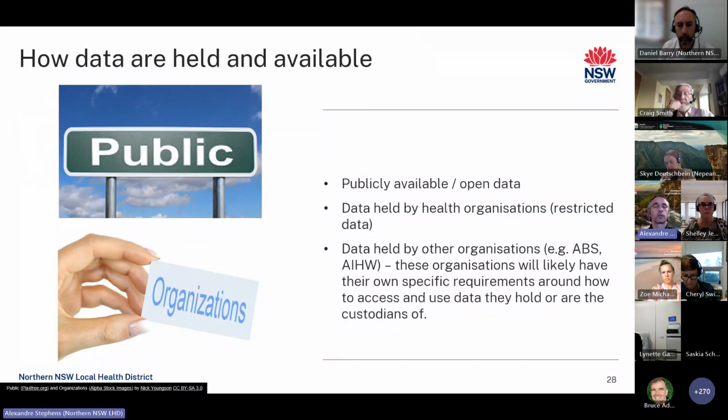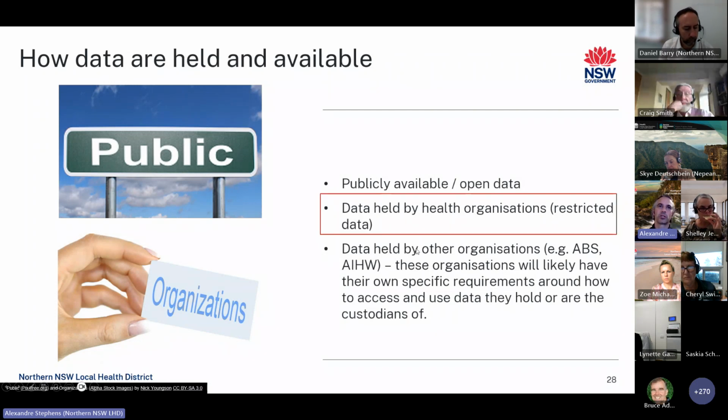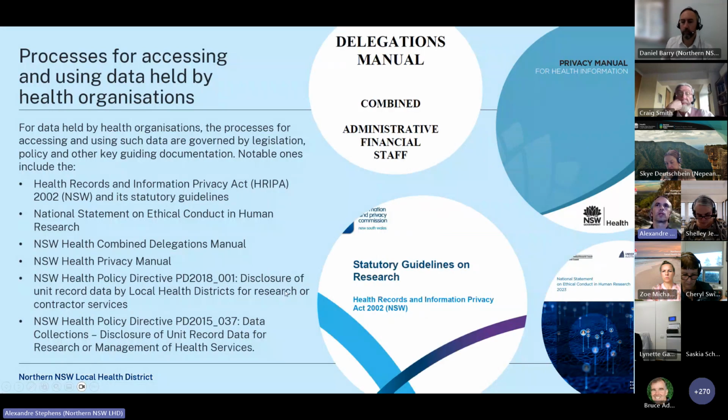Dan's covered off on this, so I'm not going to go into too much detail, but basically the data is broken into two main ways that you can access it. The publicly available or open data, as Dan's described, or there's the data held by organizations, which is the restricted data. And that's the view that we're going to take for this section of the presentation. There is data held by other organisations, as Dan mentioned, such as the ABS or the Australian Institute of Health and Welfare. They are likely to have descriptions of their own processes for navigating the hoops to get access to that data. So we're going to focus more on data held by organisations.